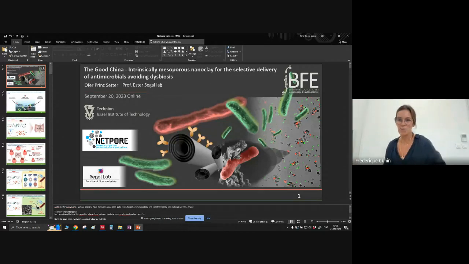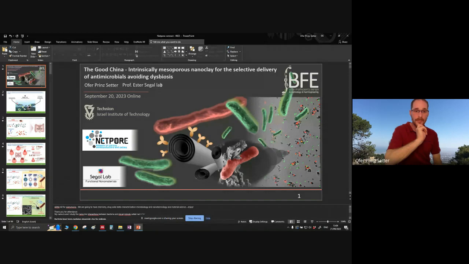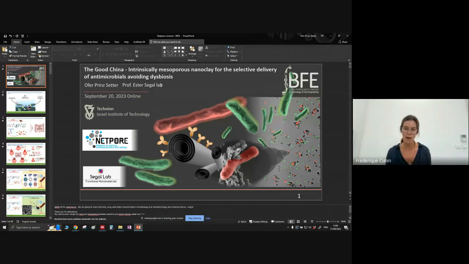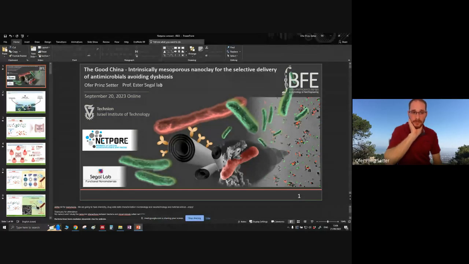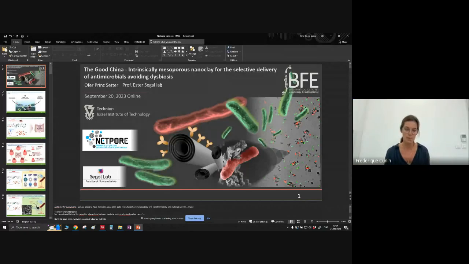To follow up on the question, I was wondering, Ofer, if you had a chance to test the stability of the clays, if it's very stable over time, if it degrades quickly. This is a real question. I have no idea. And if you had a chance to compare the stability of the pristine clay versus the antibody functionalized clay in this case.